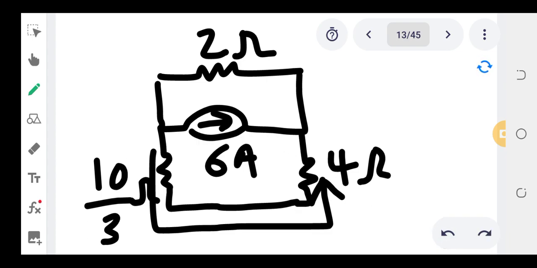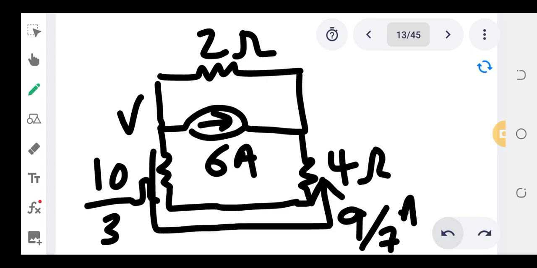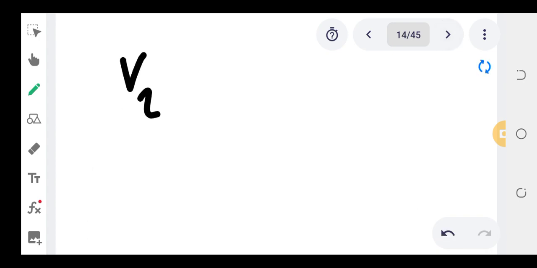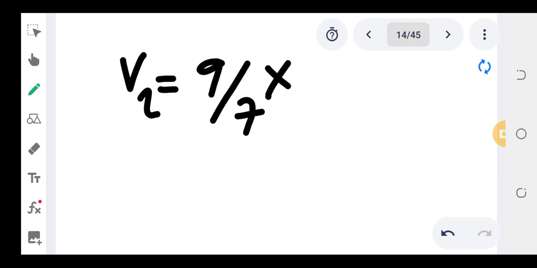So the current is supposed to be 9/7 amps. To come up with V2, we say V2 is simply equal to 9/7 times the resistor there, which is 4. So in this case we are getting 36/7 volts.